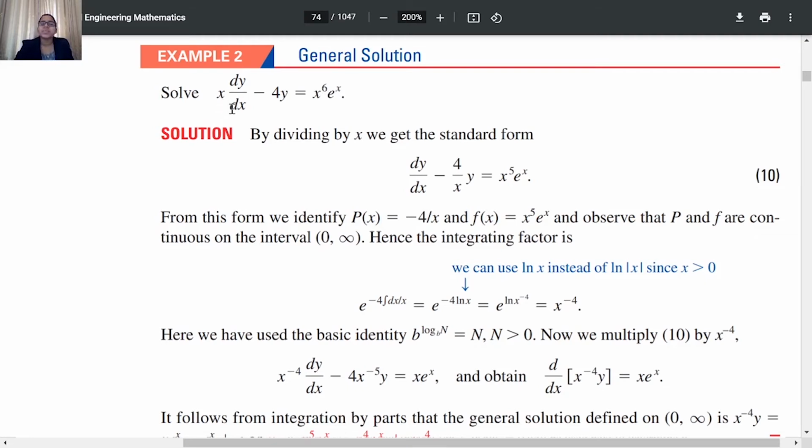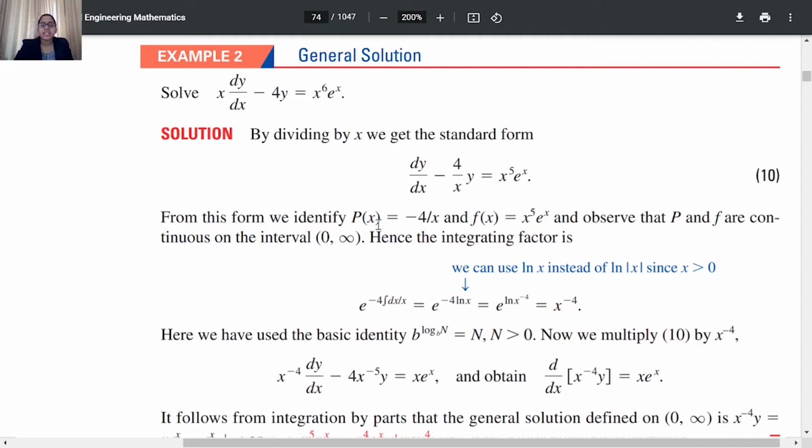So I'm going to divide this by x. So I'll get dy by dx minus 4 by x into y will be equal to, dividing by x, 1 x gets cancelled, so x raised to 5 into e raised to x. Okay, so here what is p of x? P of x is nothing but minus 4 by x.